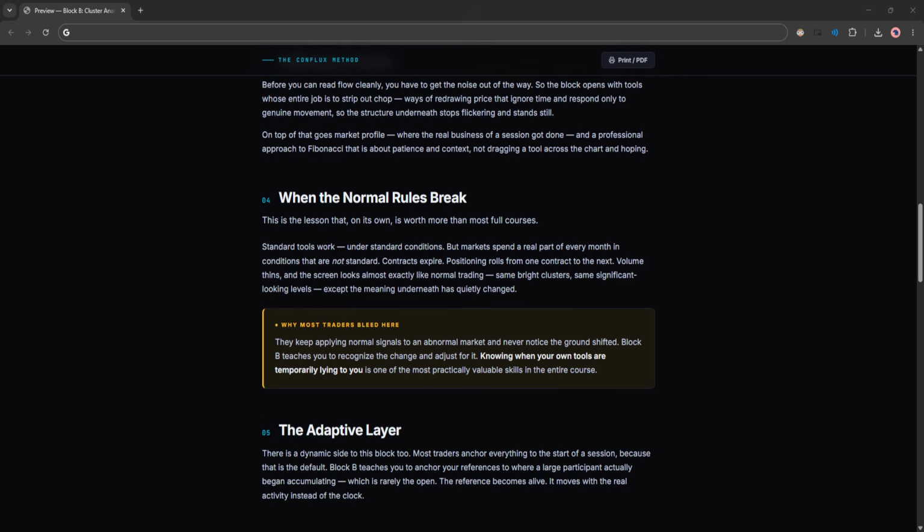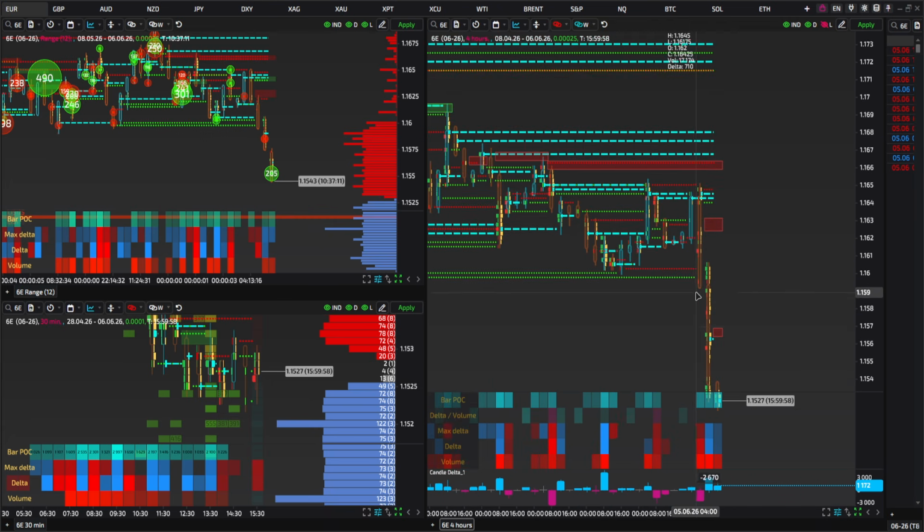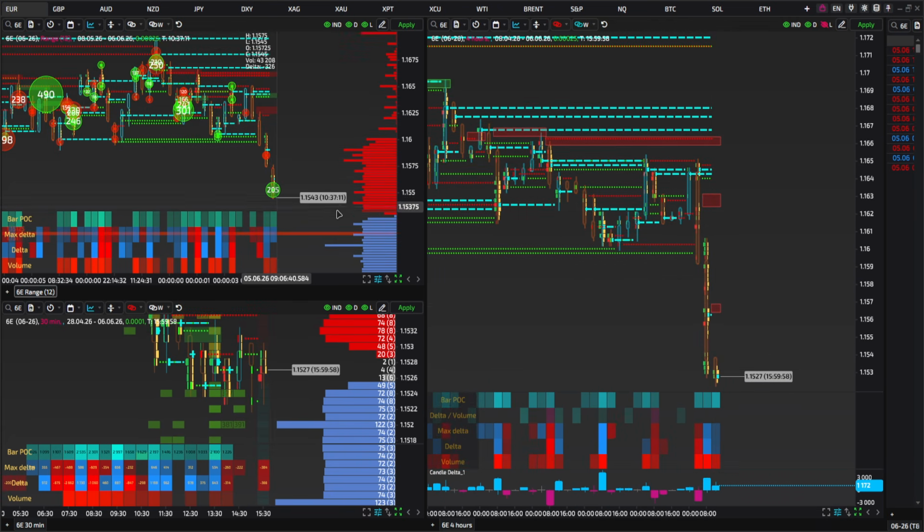Now, here's the lesson that, on its own, is worth more than most full courses. The standard tools work, under standard conditions. But markets spend a real part of every month in conditions that are not standard. Contracts expire. Positioning rolls from one contract to the next. Volume thins out, and the picture on your screen looks almost exactly like the normal trading. Same bright clusters, same significant looking levels. Except the meaning underneath has quietly changed.